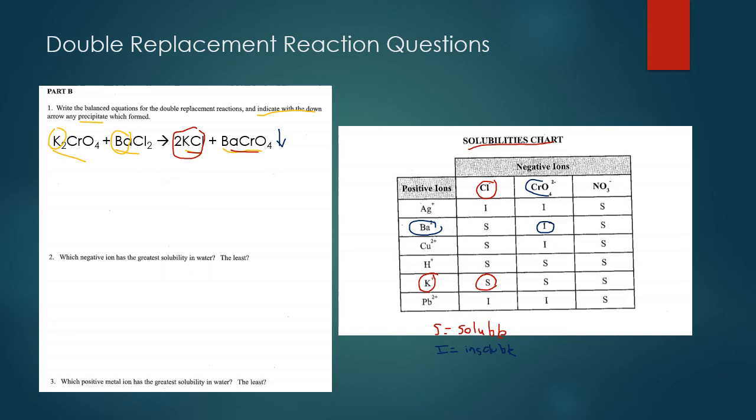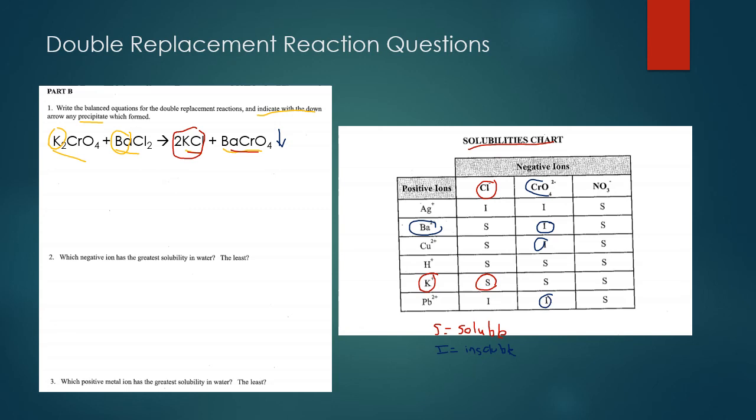So you want to do that for all reactions that formed a solid. So you would list them all here, making sure you have the correct products, that it's balanced, and then adding the down arrow next to the product that does form a solid. And that's indicated by the letter I on the solubility chart.